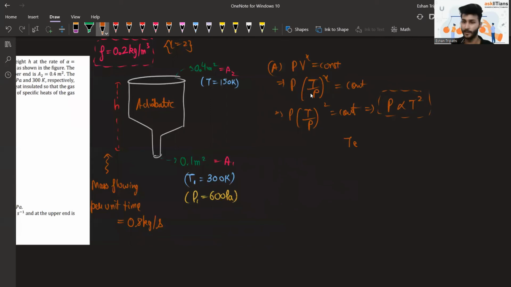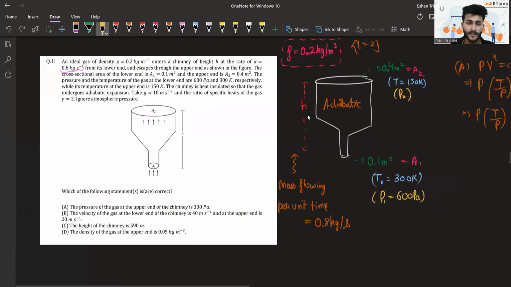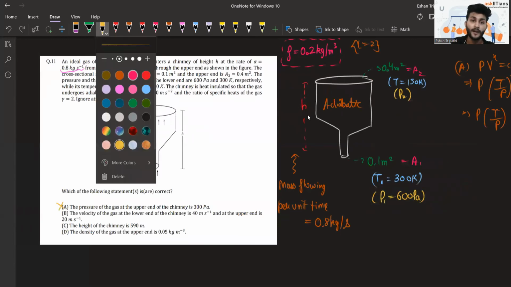So see over here, if they are saying temperature has become half while moving up, then just imagine pressure should vary by the square of it. Square, pressure should become 1/4. What's the pressure at the bottommost point? 600. That means, guys, pressure at the topmost point P2 should be 600 pascals by 4, which is 150 pascals. Is this given in option A? No, it is actually not given. It's given 300. So that means the first part is actually wrong.